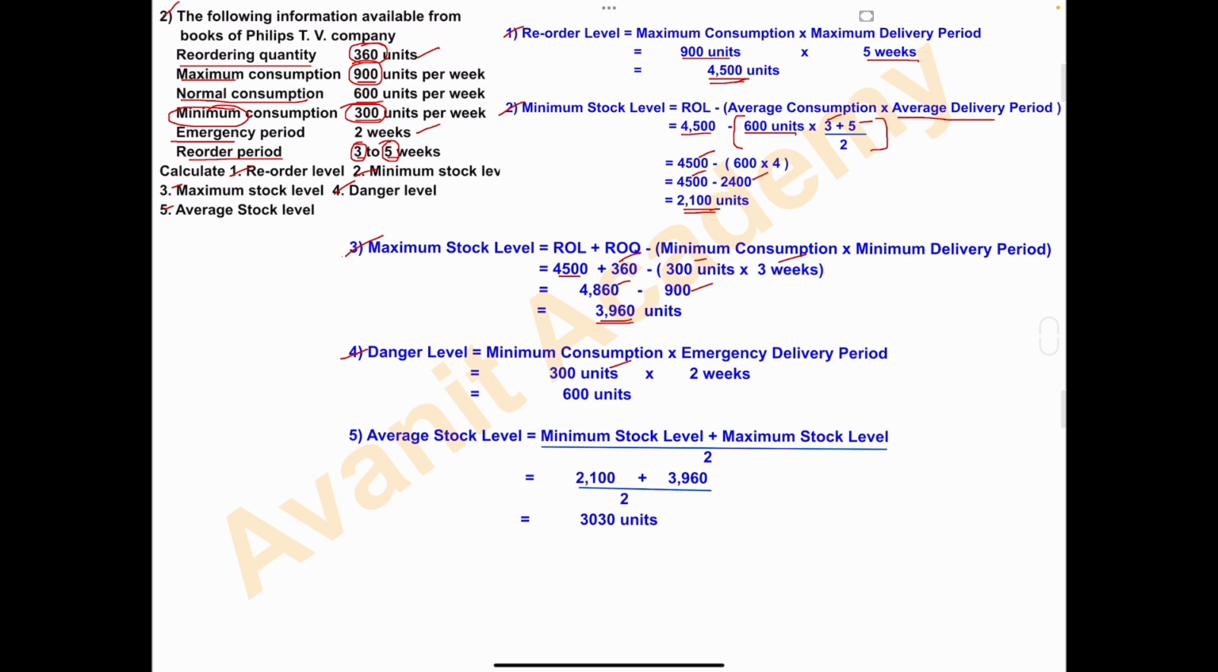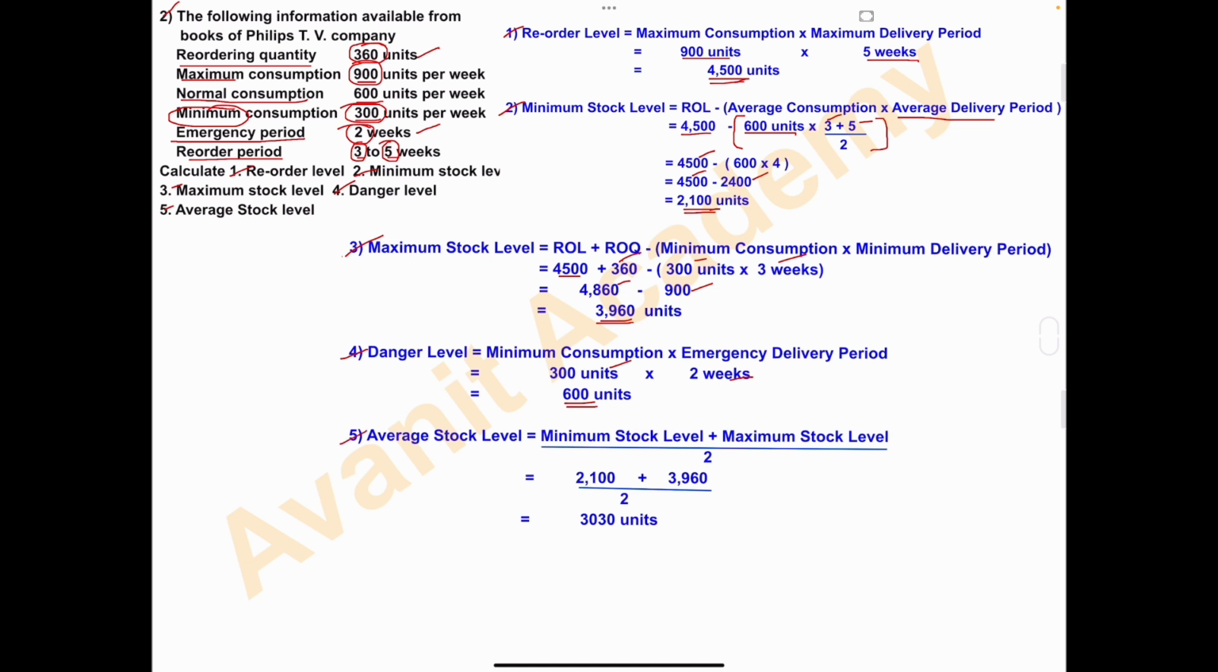Emergency period is 2 weeks. Right here, 2 weeks, 300 into 2, 600. Danger level is 600 units. And the last is average stock level.